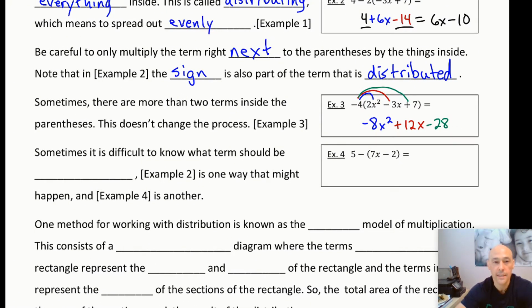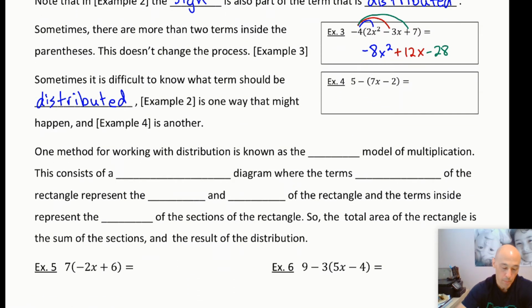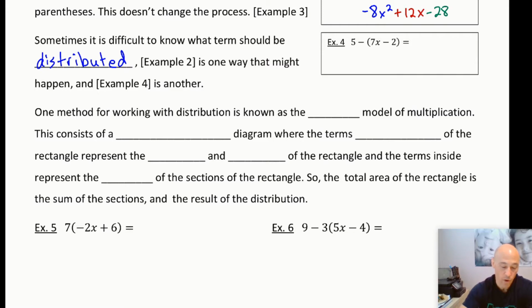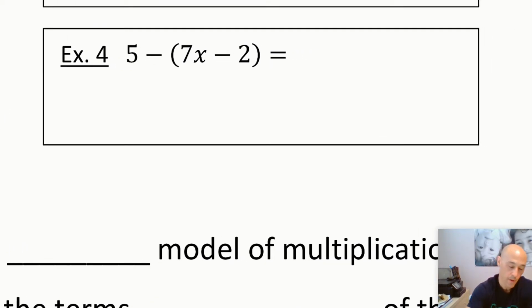Sometimes it is difficult to know what term should be distributed. I think example 2 above is kind of like that. If we look at example 2, we don't distribute that 4 because it's not right next to the parentheses. But example 4 is another way in which it's difficult to know what to distribute. So let's look at that.